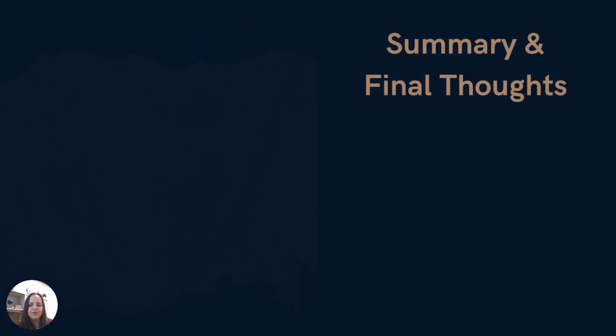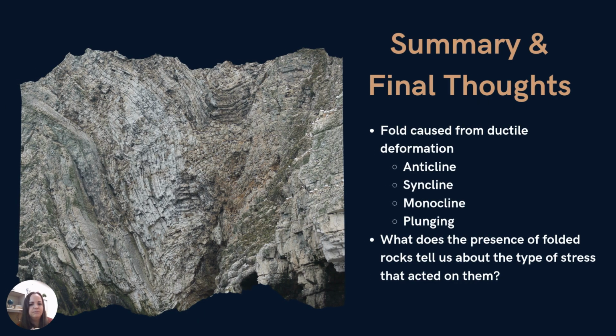And then our final thoughts for this video. Folds are caused from ductile deformation. We can get anticlines, synclines, monoclines. We can see them plunging. We have domes and we have basins as well. For your final thought, I want you to write down in your notes, what does the presence of folded rocks tell us about the type of stress that acted on them? What kind of stress were these rocks experiencing in order to accommodate that stress as folding?